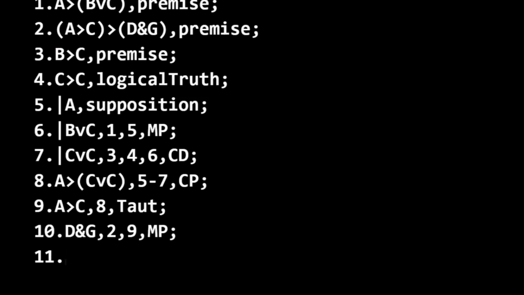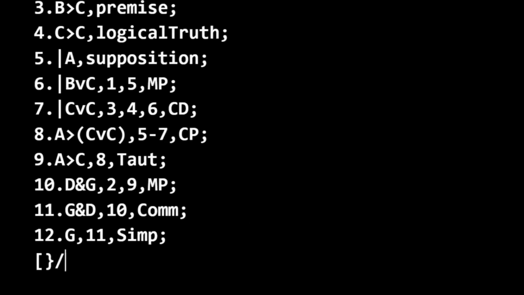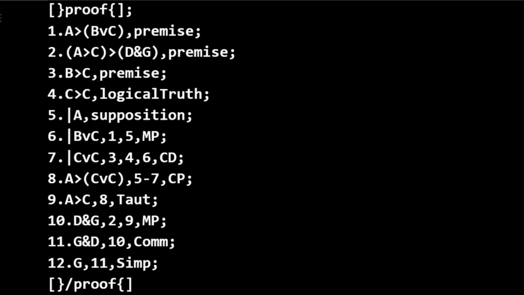And we want to get G, so we can do commutativity of conjunction from line 10. And then we can get G from line 11 by simplification. And we have proved what we sought. And so we have our proof.